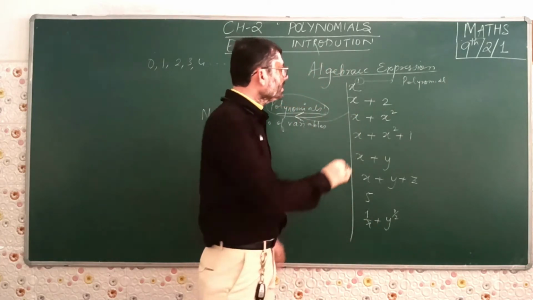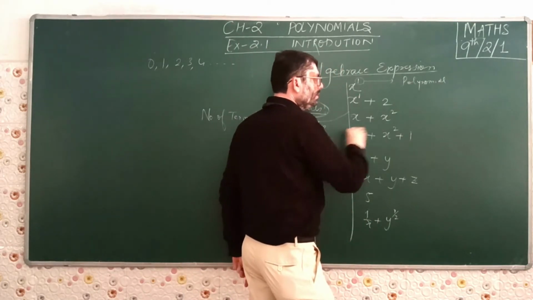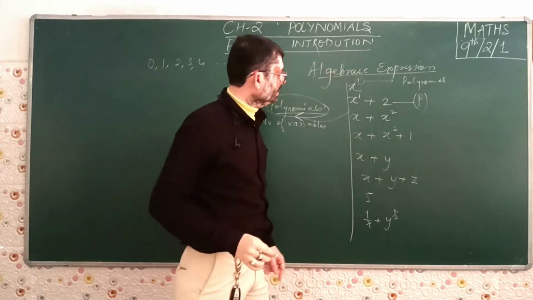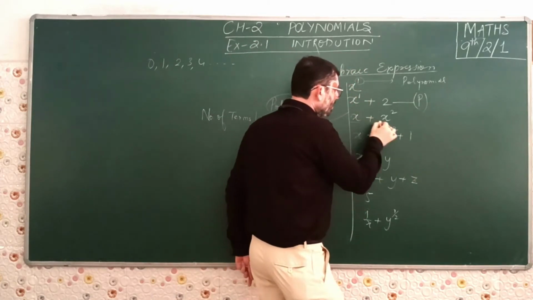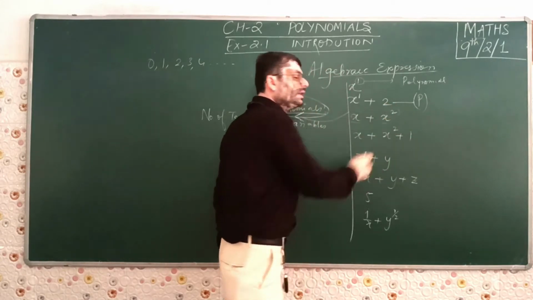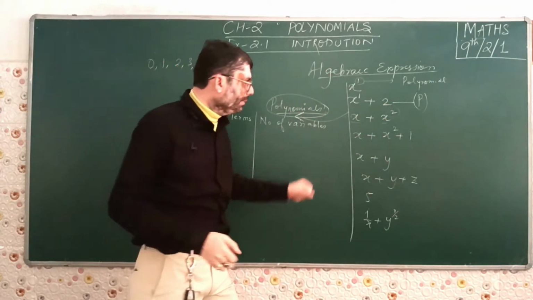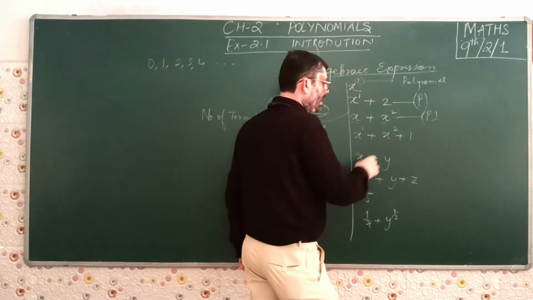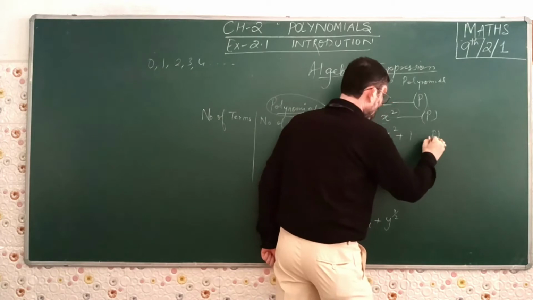Here also the power is 1. This is also a polynomial. Let us write the short form for polynomial. Here the power of x is 1, the power of x is 2, and 1 and 2 both are whole numbers. So this is also a polynomial. Here also the powers are 1, 2, and this is also a polynomial.